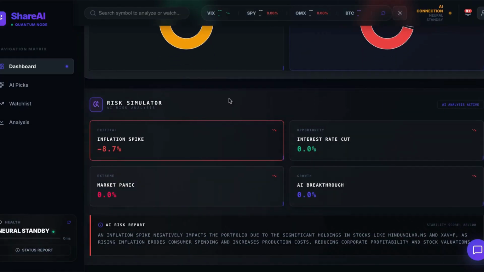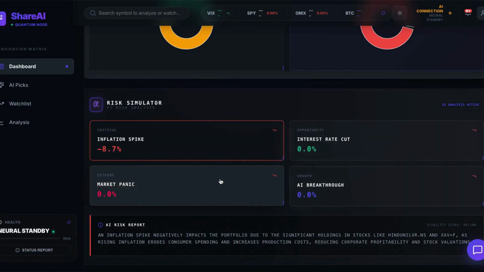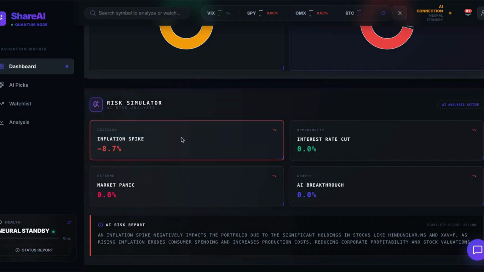Finally, we have the Risk Simulator. This tool lets you test how your portfolio might behave under different market scenarios, such as an inflation spike, interest rate cuts, an AI breakthrough, or market panic. When you run a simulation, it generates an AI-powered risk report showing how your portfolio could be affected and helping you prepare for potential market changes.